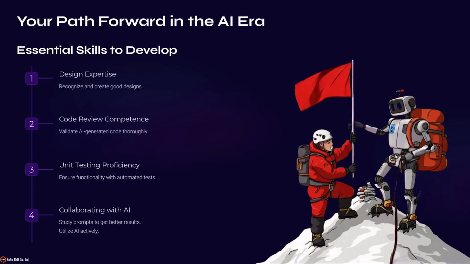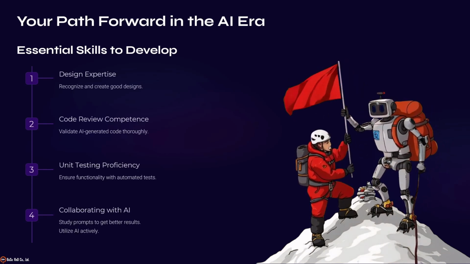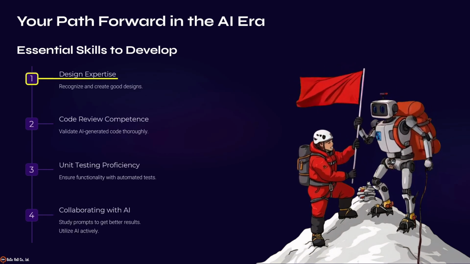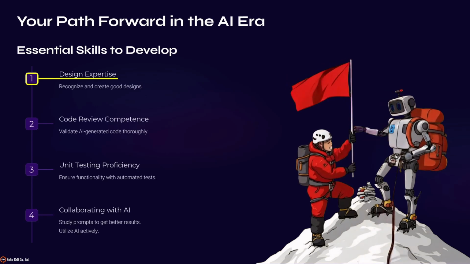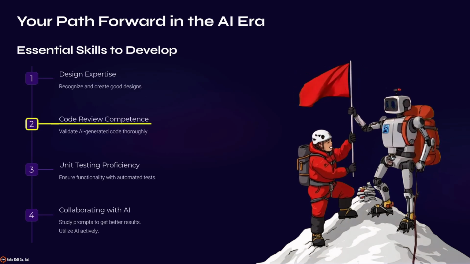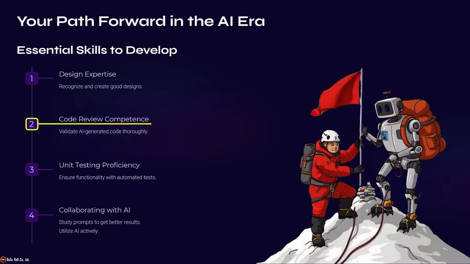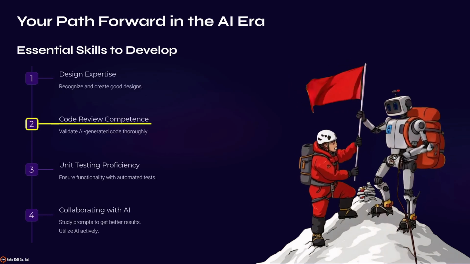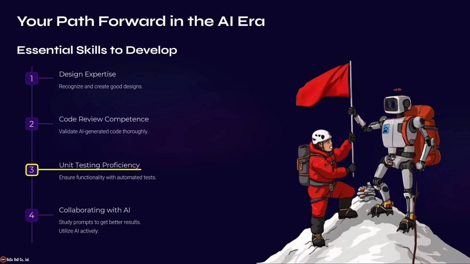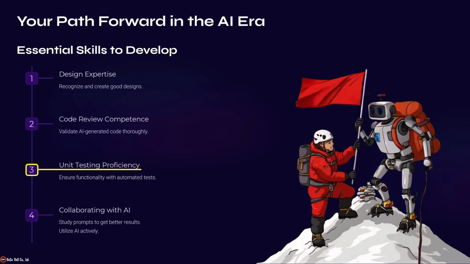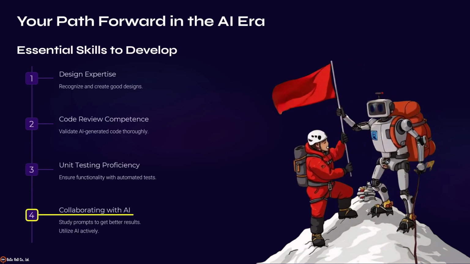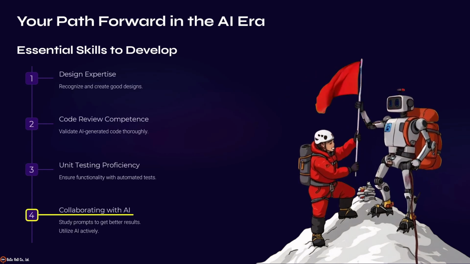Ultimately, to survive and grow in the age of AI, you must develop the following competencies. Design expertise, the ability to judge what is a better design and efficiently evolve the design using AI is required. Code review competence, the ability to validate AI-generated code thoroughly and find potential errors is necessary. Unit testing proficiency, the ability to verify that each module works accurately with automated tests is required. Collaborating with AI, the ability to give clear and effective instructions to AI to obtain the desired results is necessary.